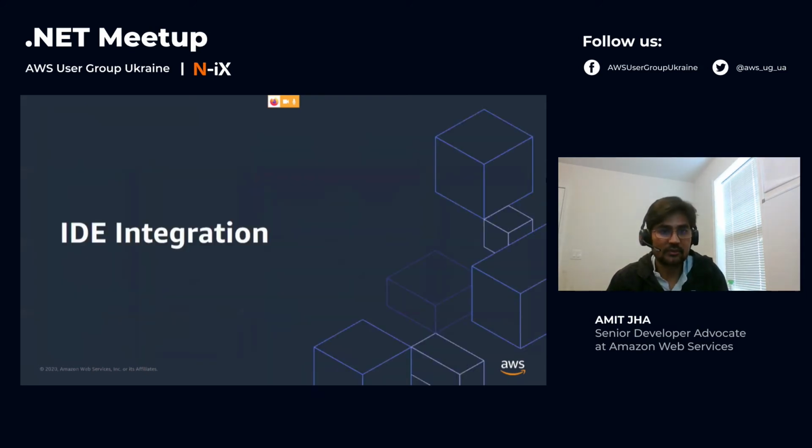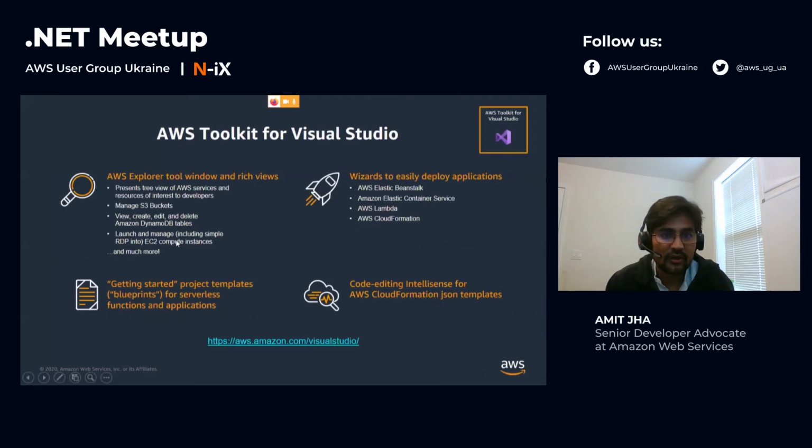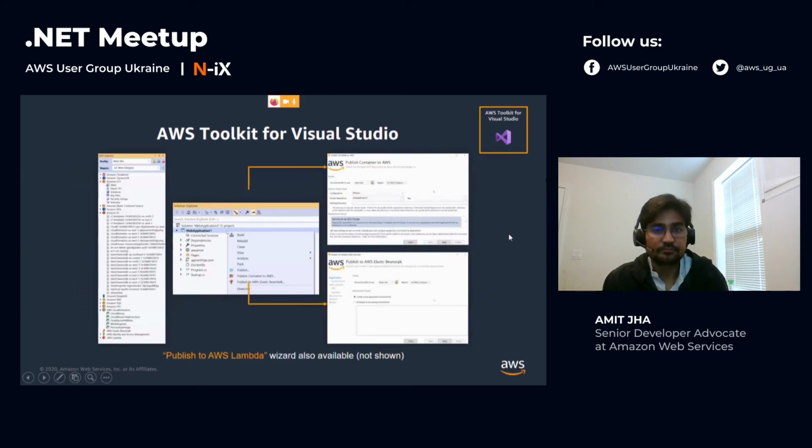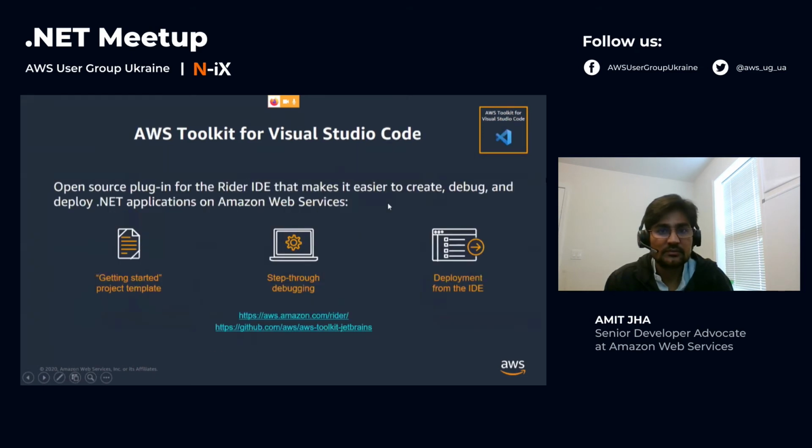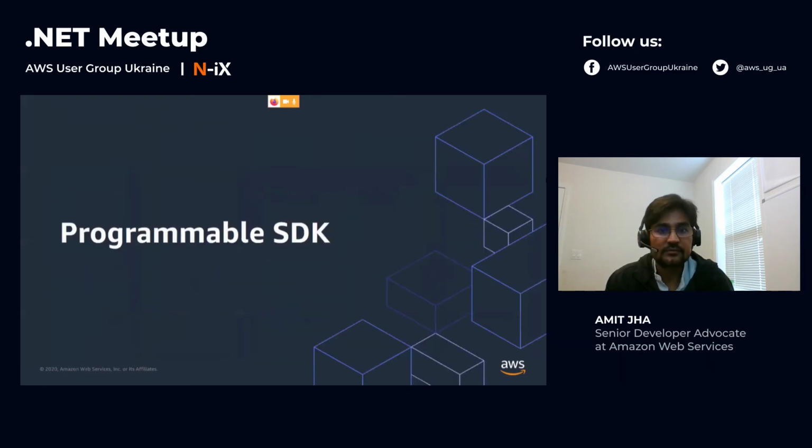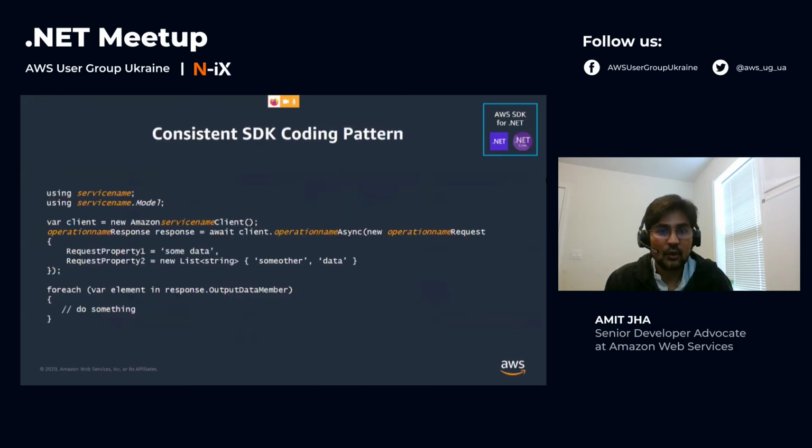Okay, so we saw the demo. Quickly running through, you saw the Explorer, you saw getting started templates, you saw the easy deployments, right-click publish. Here are the same things in a screenshot fashion. We have toolkit for Visual Studio Code, for Rider, and a programmatic SDK.